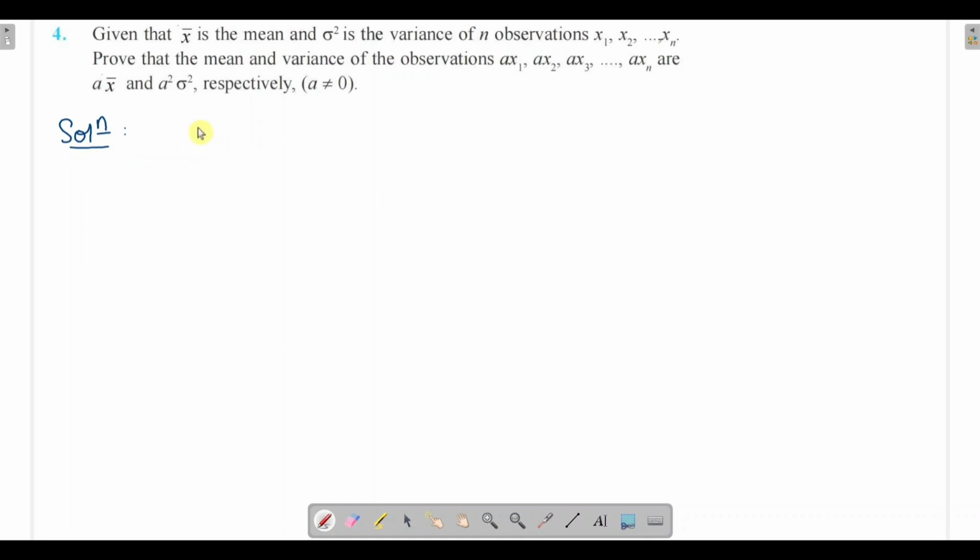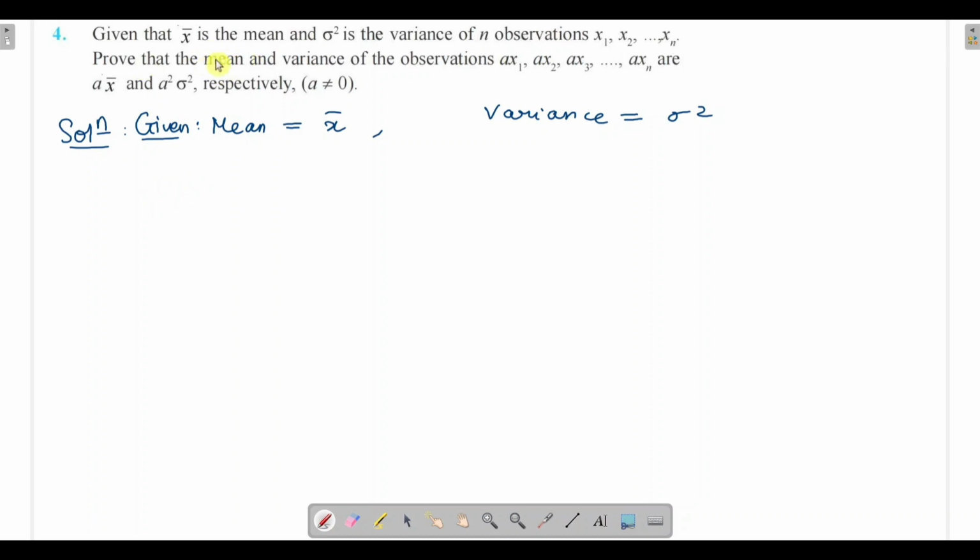So what is given is the mean of the original observation is x bar. So mean is equal to x bar, and variance is given, and variance is equal to sigma square. This is given to us.